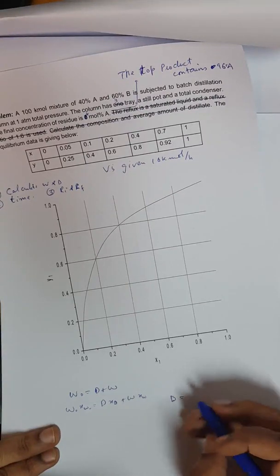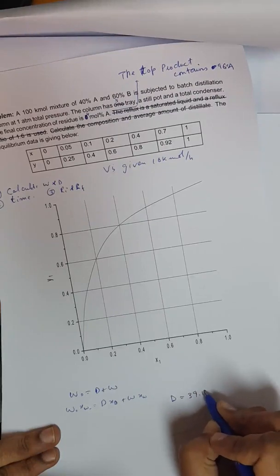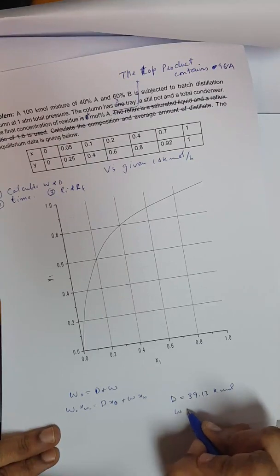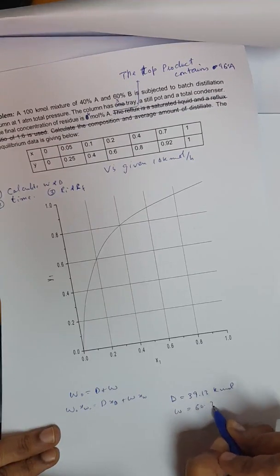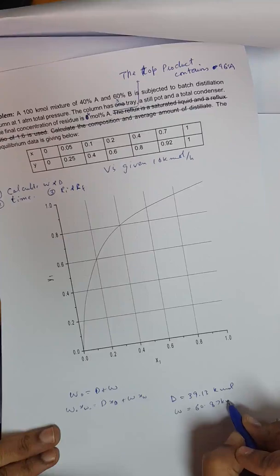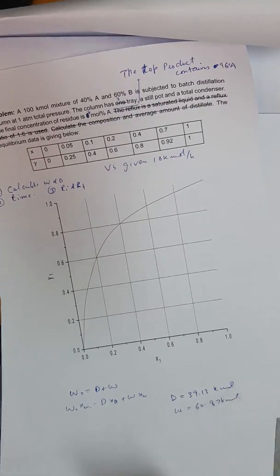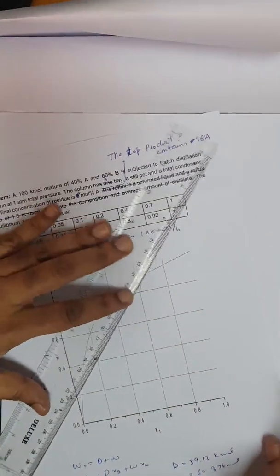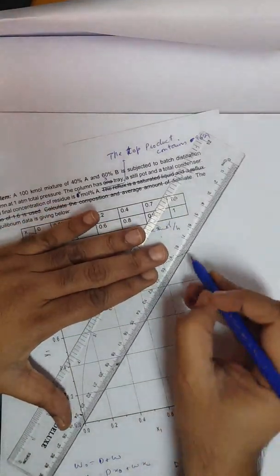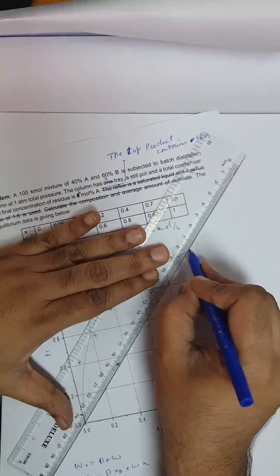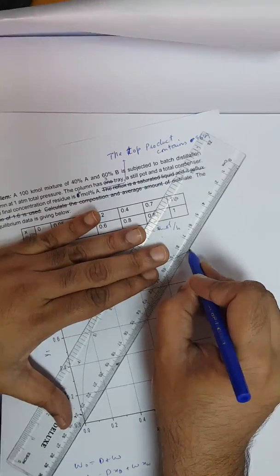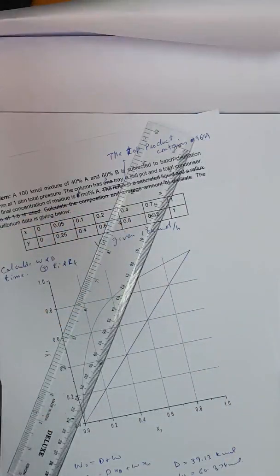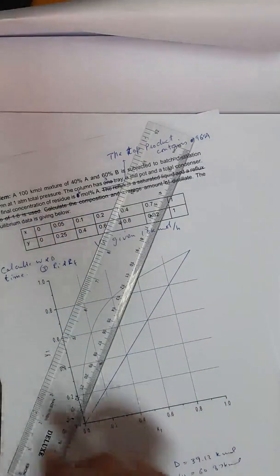So D will be 39.13 and W will be 60.87. Okay, so let's see how we can solve the problem. So the first part is solved. So let's see the second part, how we can solve.